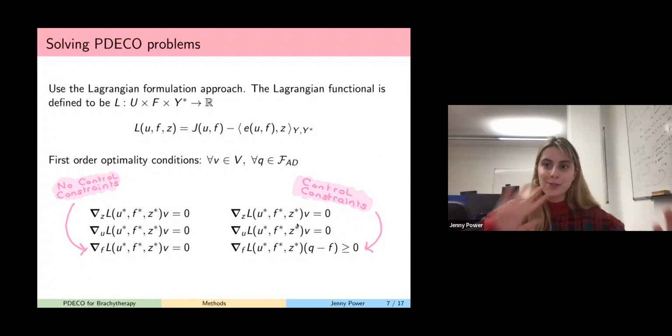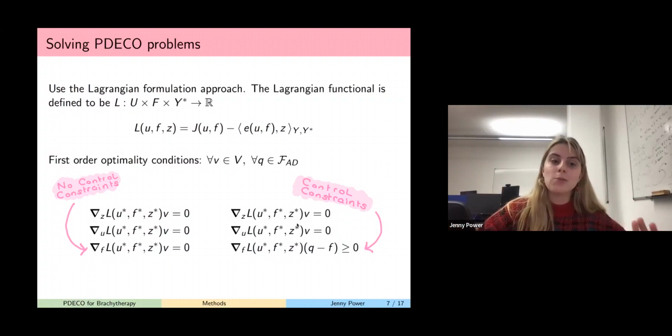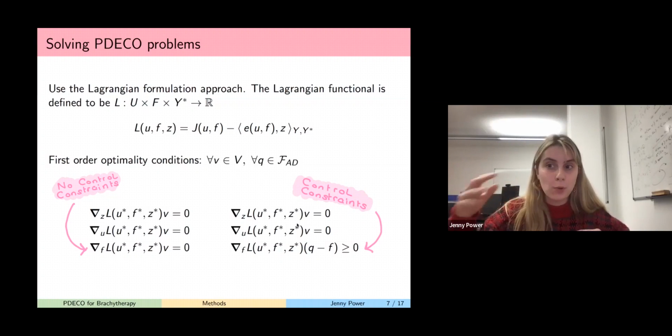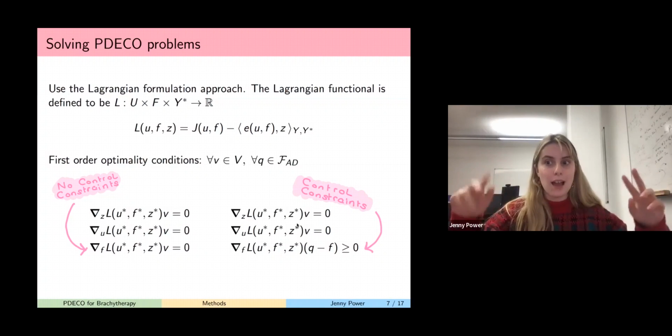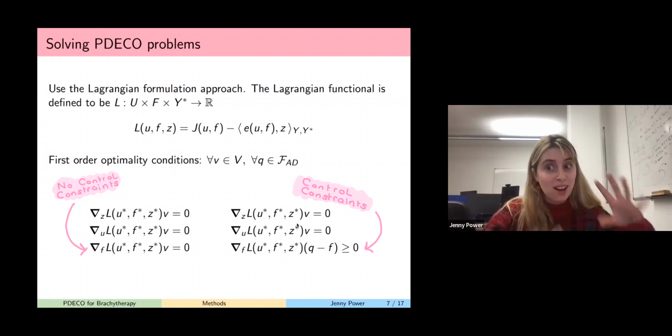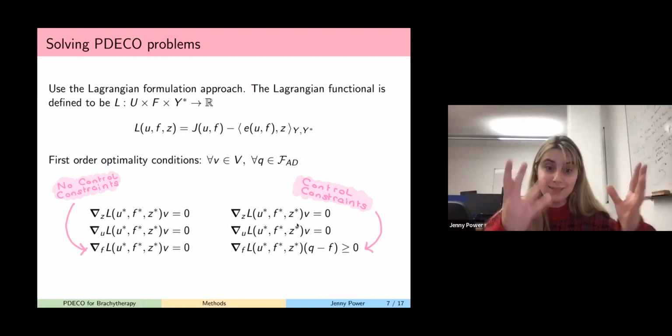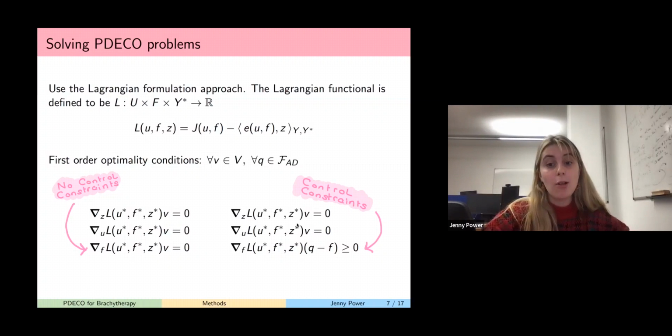I've posed 2 different sets of equations here. The left is when we have no control constraints. So this is the case where we don't care about the shape of F, right? We're not too worried about that. We just want an optimal F. This is not a physical case because we can't actually do that in practice. But we just end up with this lovely linear system that we can solve.